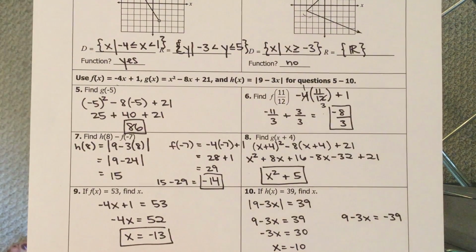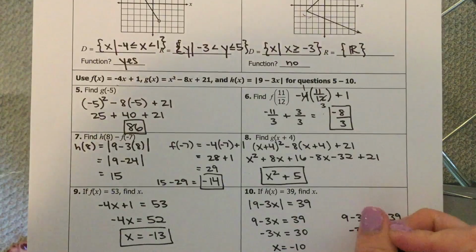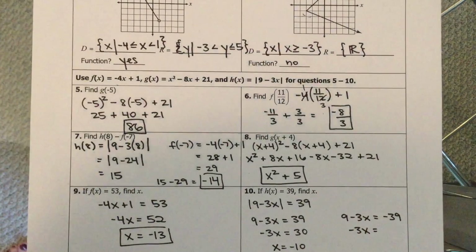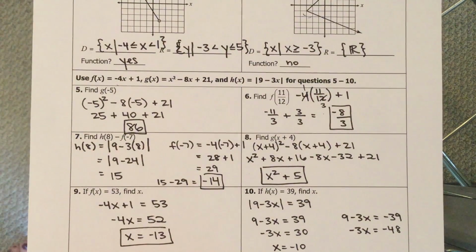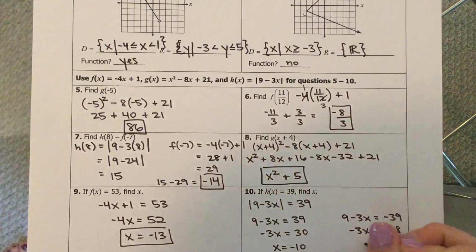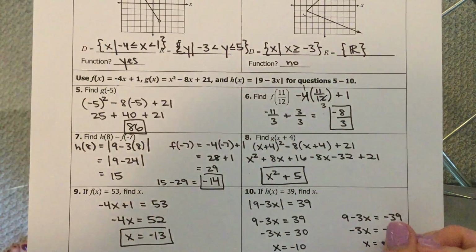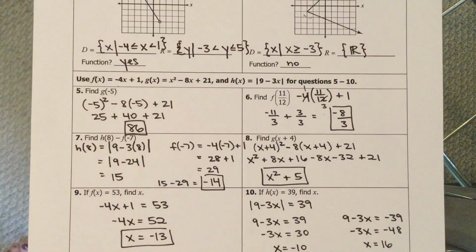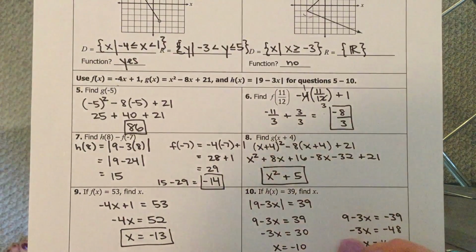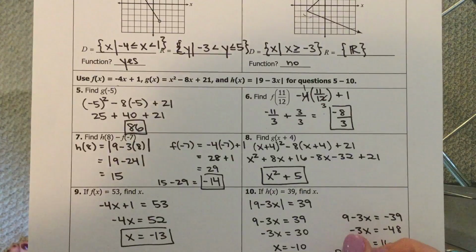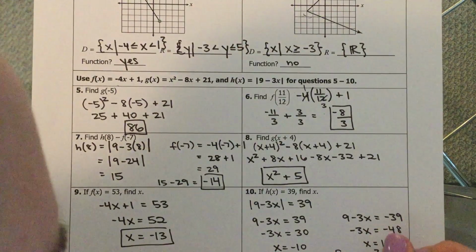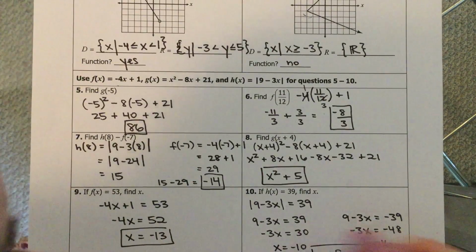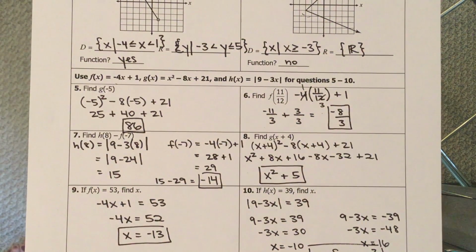And this one, do the exact same 2 steps. Subtract 9. Negative 39 minus 9 gives us a negative 48. And divide both sides by that negative 3. So negative 48 divided by negative 3 gives us a positive 16. So we have 2 different values here, 2 solutions. So we have x equals, in numerical order, negative 10 and positive 16. All right, so that's the last one from that set, that topic.